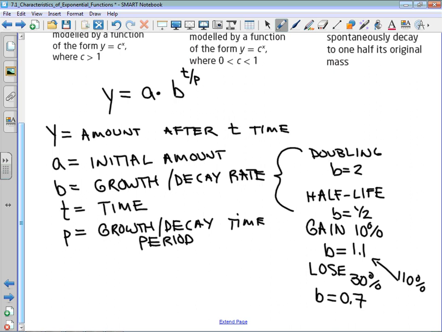If you invest money, or not invest money, let's say you put money into a savings account, typically your growth or decay time period is 1 month. You get interest every month. And we're going to work with some of those kinds of monetary concerns within this chapter.